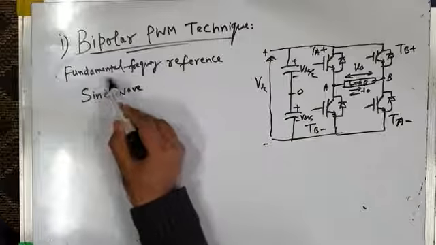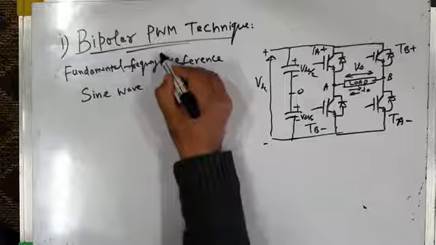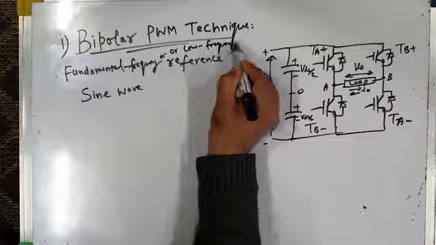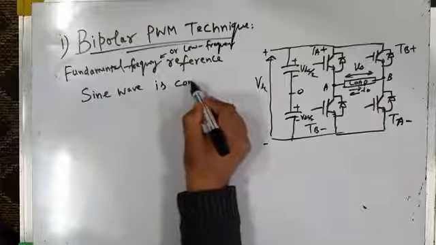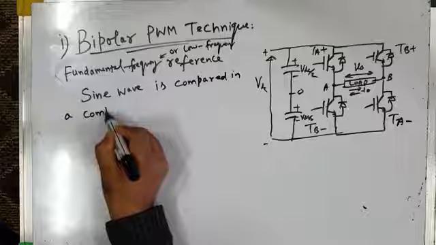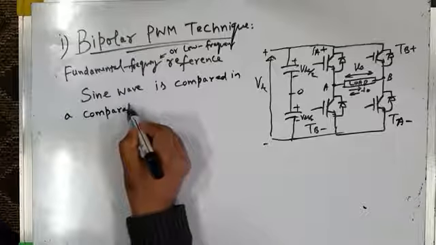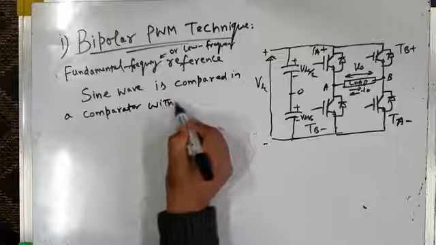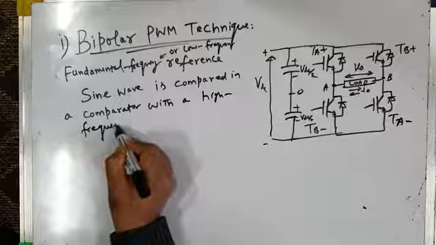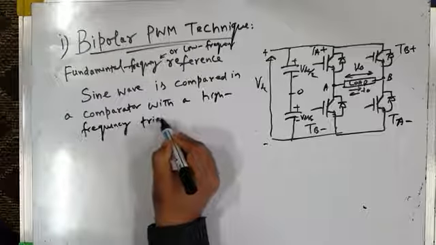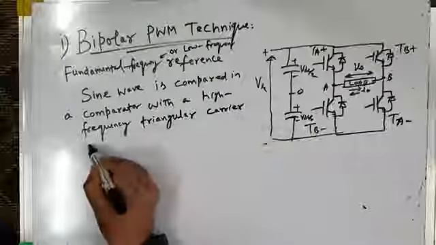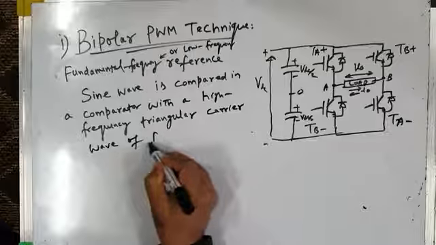So I have written here fundamental frequency or low frequency. Fundamental frequency or low frequency reference sine wave is compared in a comparator, which may be an operational amplifier, op amp, with a high frequency triangular wave, which is also called carrier wave. High frequency triangular carrier wave of fixed amplitude.